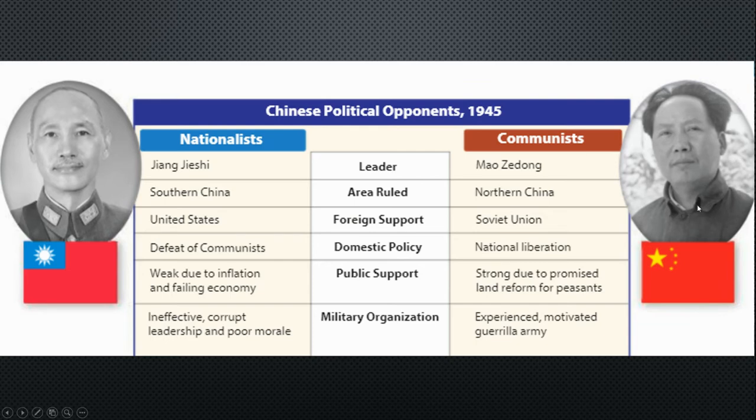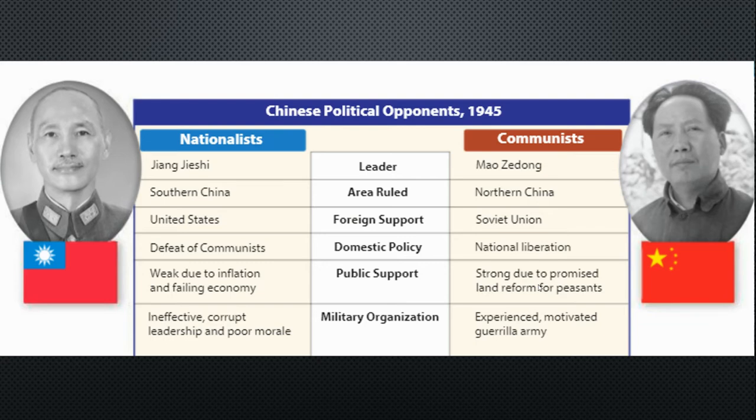What seems to be gaining a lot of traction in China at this time is Mao Zedong and the Communist Party, who are going to be aided by the Soviets. And their focus is to liberate China from the party that maybe has been holding them back, right? And so it's going to build tremendous amount of public support, especially from the peasants in China.